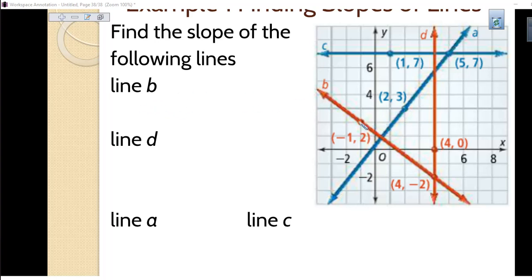If I was going to graph line B, I have a point here and I have a point here. How do I get from this point to this point? Well, we always do our rise first, then we do our run. So we're going to go 1, 2, 3, 4. Since we went down, we say that's a -4, and we go 1, 2, 3, 4, 5 to the right, so that'd be a -4/5. So when we go down, we say it's negative. When we go to the right, we say it's positive. So we'd say we have a -4/5 slope.